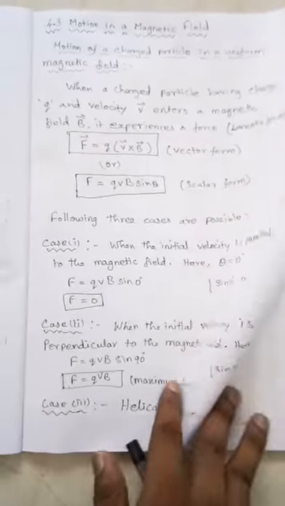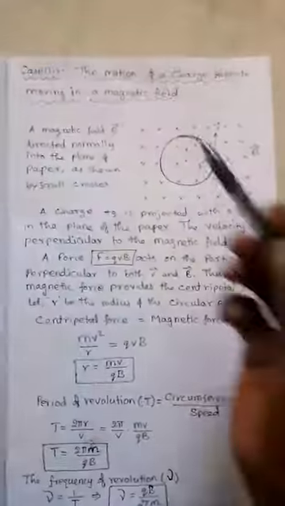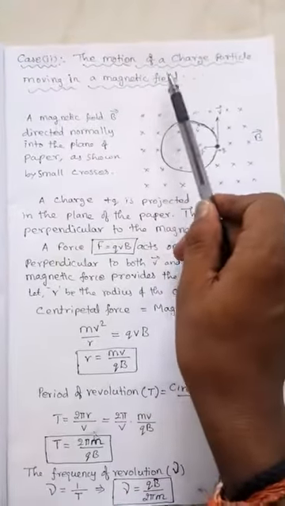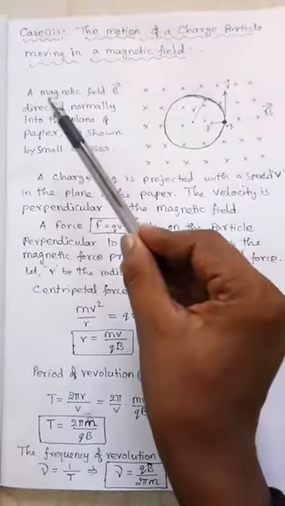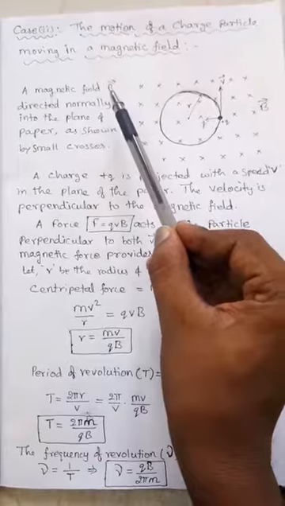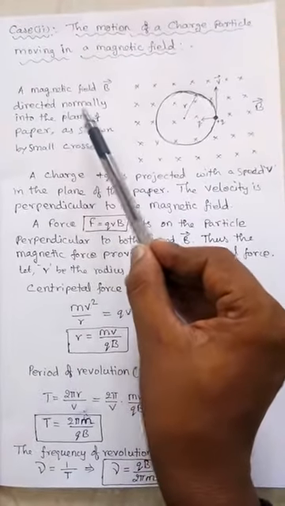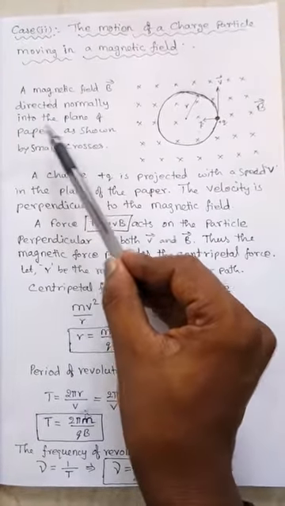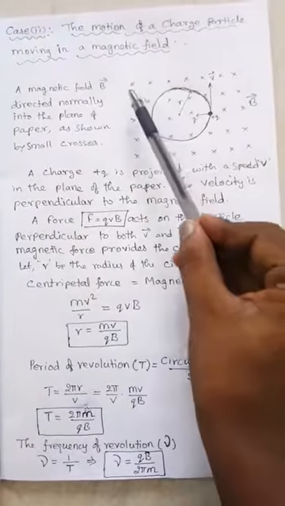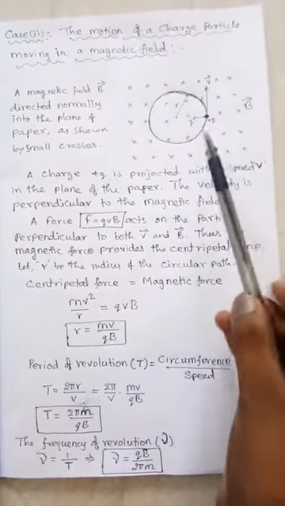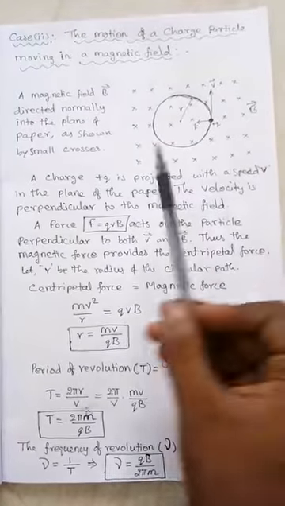Now we'll move to case 2. The motion of a charged particle moving in a magnetic field. See, a magnetic field B is directed normally into the plane of paper, as shown by small crosses. The small crosses indicate the magnetic field.